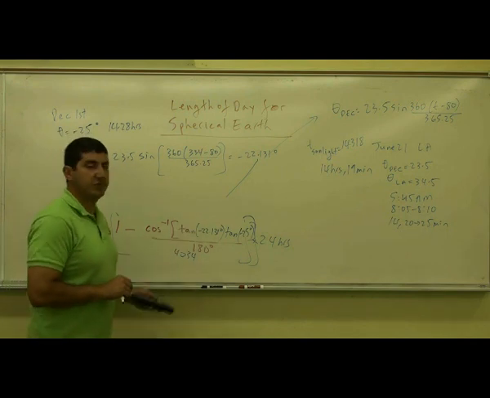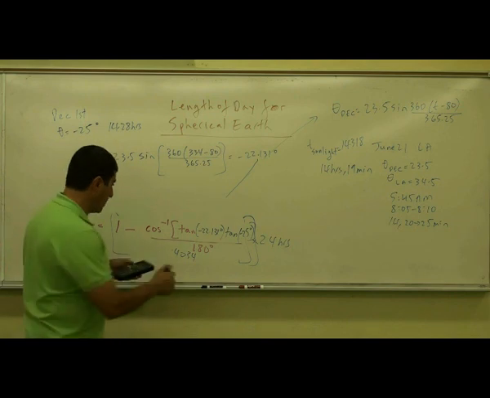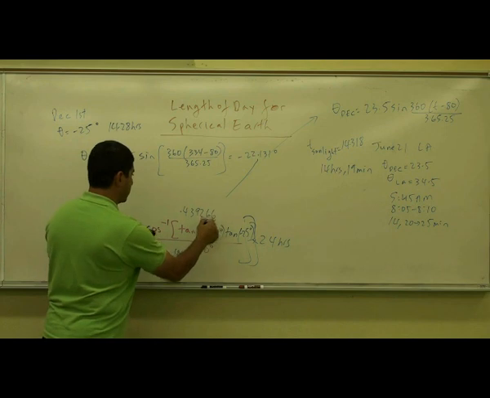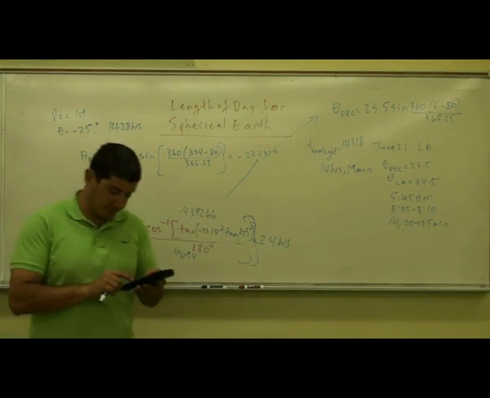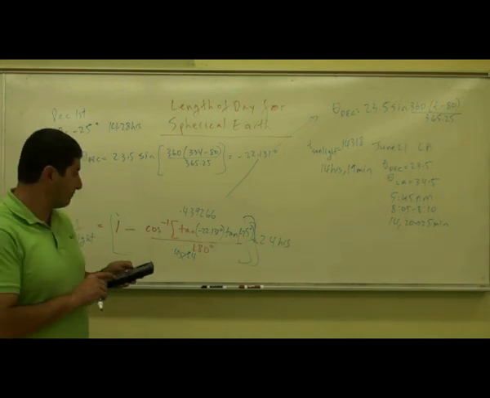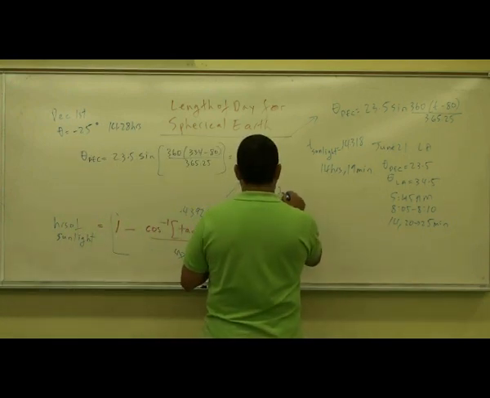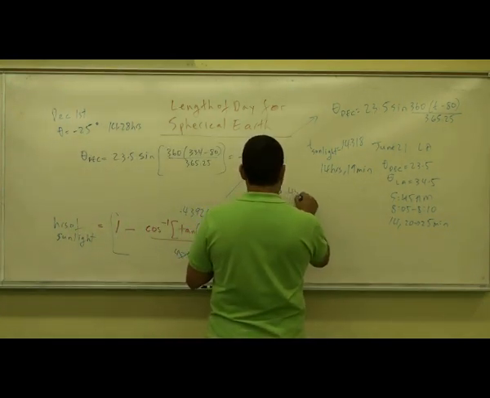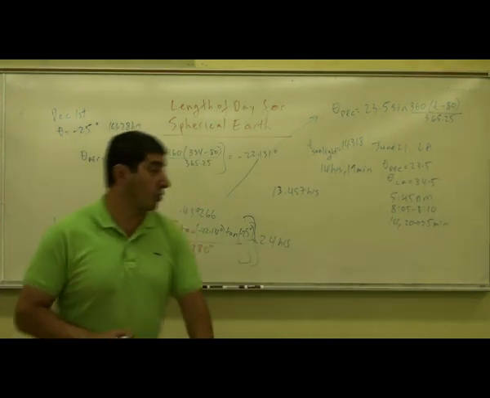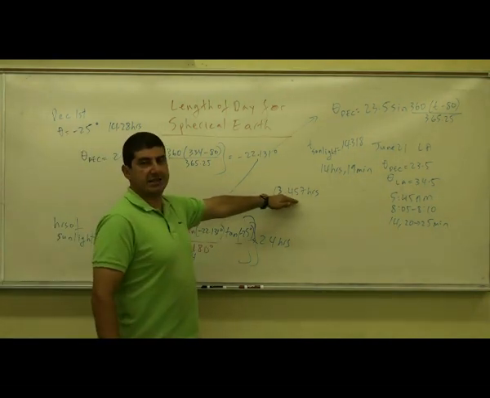You're going to get 79 degrees. Divide that by 180. Now you get 0.439266. Then you subtract that from 1. You get 0.56. You multiply that by 24. You get 13.457 hours. So that will be more realistic. So we had gotten 14.2, so it gives us an answer that's less.